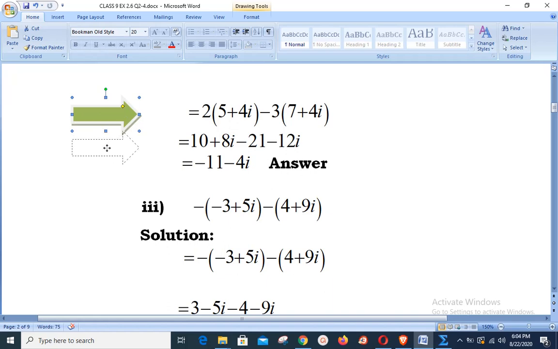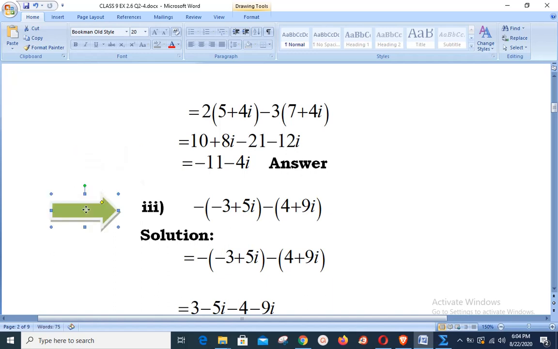So you will be having 2 into 5, 10, plus 2 into 4 iota, 8 iota, whereas the next one, minus 3 into 7, results in minus 21, and minus 3 into plus 4 iota results in minus 12 iota. Utilizing minus into plus is equal to minus, and 3 into 4 is clearly 12. So simplifying the like terms, plus 10 and minus 21 results in minus 11, as is clear in your picture, whereas plus 8 iota minus 12 iota results in minus 4 iota. That gives you the answer for part number 2.